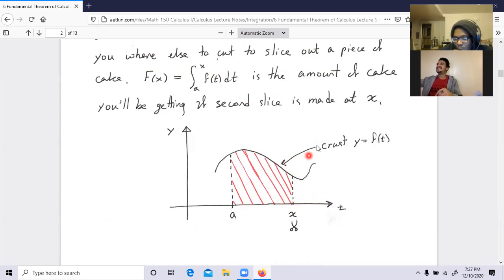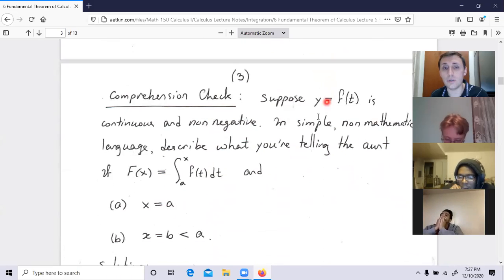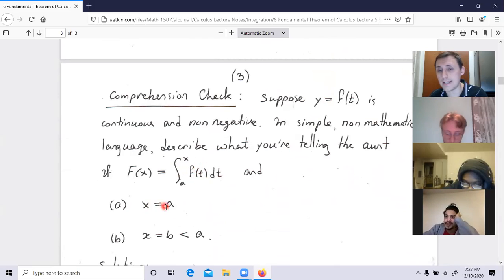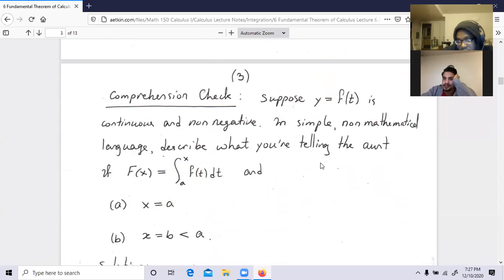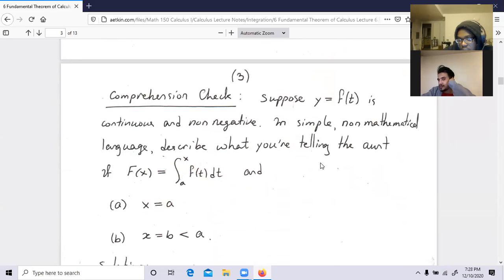So let's see if you understand how that function is working, right? Here is a comprehension check. You have some sort of function, right? This is the crust function, and you say x equal to a. What have you asked Aunt Jemima to do for you? So if you say, oh, Aunt Jemima, I want x equal to a, how much cake are you asking? What are you gonna get? This is now the slice. So the one slice was made at the point a, and the other slice will be made at the point that you specify. So you specify x equal to b. How much cake do you get?